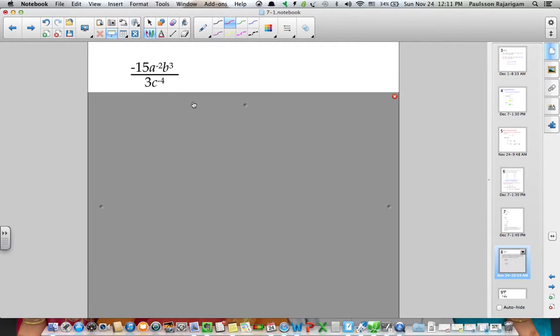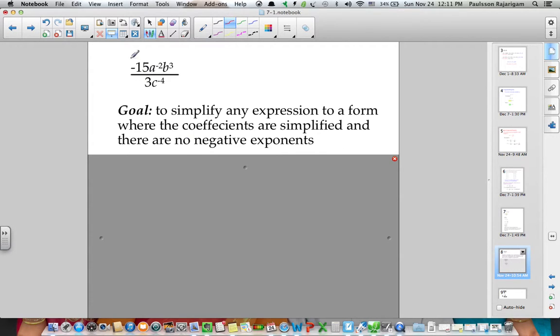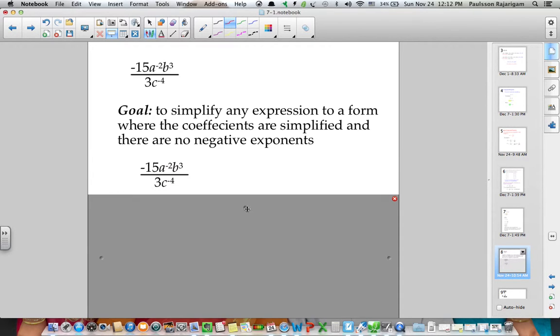Negative 15a to the negative 2b cubed over 3c to the power of negative 4. Now here are a couple of things that I want you to keep in mind. First, your goal is to simplify any expression to a form where the coefficients are simplified. When you have negative 15 and 3 here, that needs to be simplified. And there cannot be any negative exponents in your simplified form. Okay, so what are we targeting here?